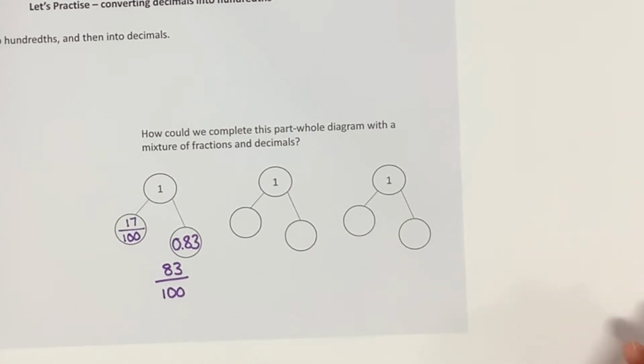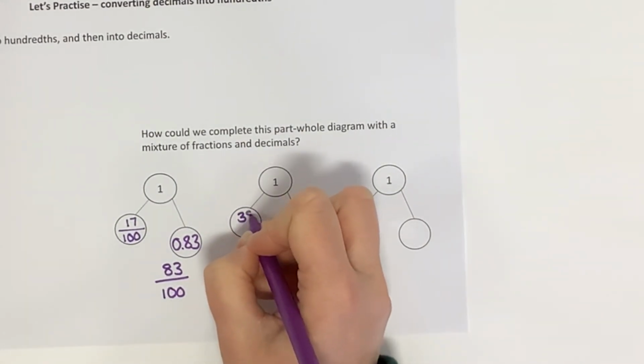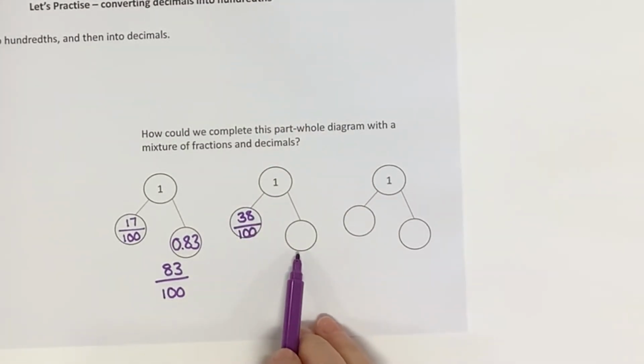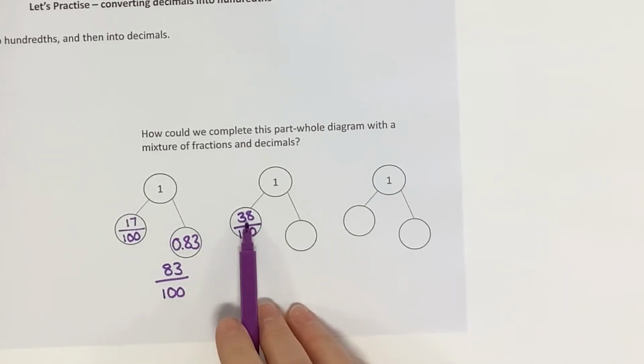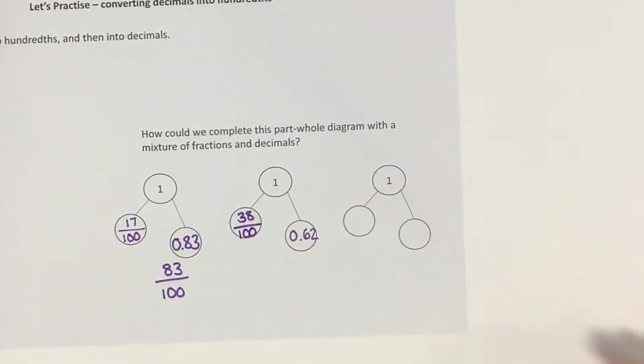Okay, your turn. Let's see if you can do one now. So I'm going to have 38 hundredths here. What decimal would I have in this box? Okay, 38 hundredths. I would need 62 more to get a whole one, so it's 0.62.